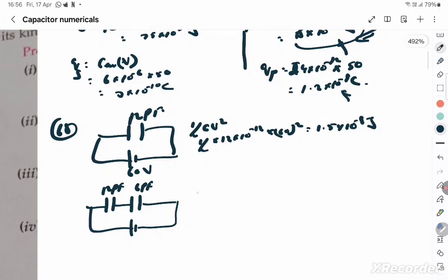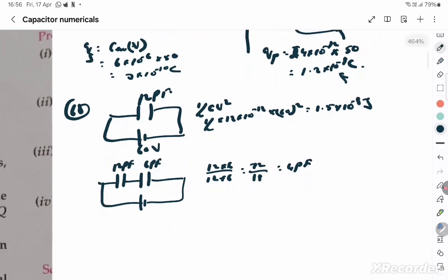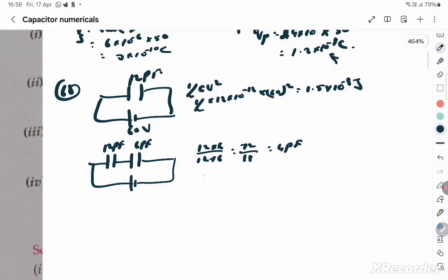And now the moment you connect in series, it is 12 into 6 by 12 plus 6, which is 72 by 18, which is 4 picofarad, the equivalent. And you want to find the charge, this is 60 volts. Q is equal to C equivalent, which is 4 into 10 to the power minus 12 into V, which is 60, 240 into 10 to the power minus 12.